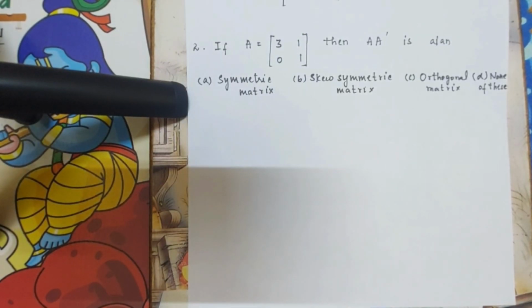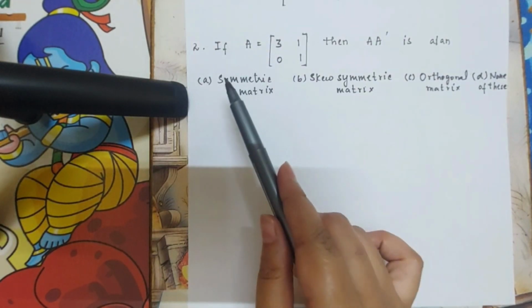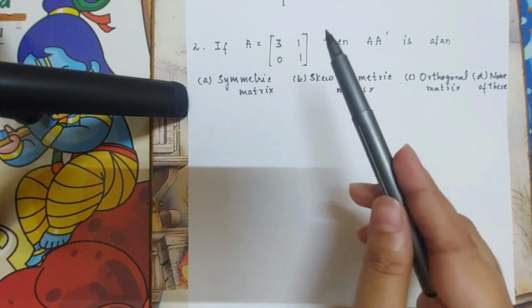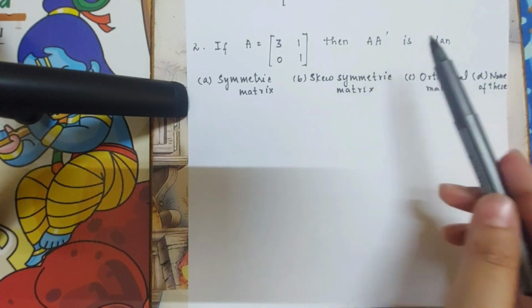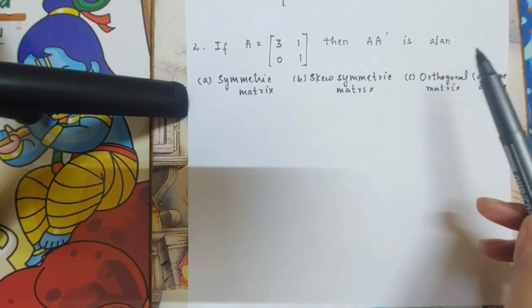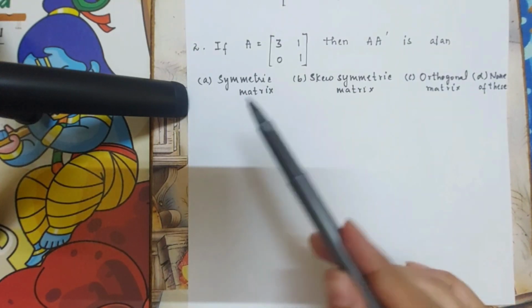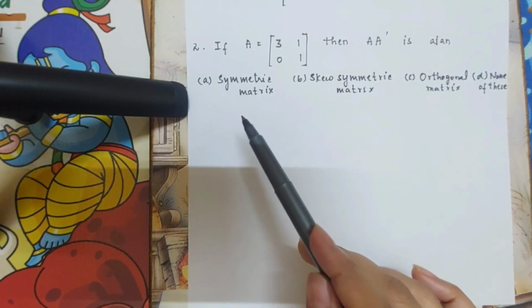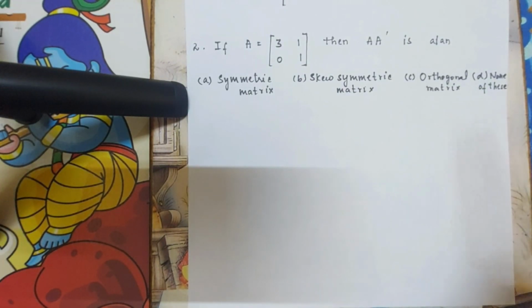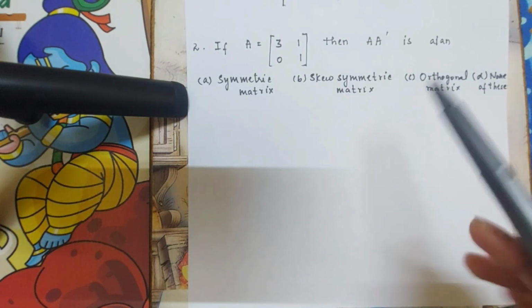Now let us move on to the second question. Now in the second question it is given that A is equal to [3, 1; 0, 1], then A dash is, we are supposed to find what kind of matrix A dash is. So here the options given are symmetric, skew symmetric, orthogonal or none of these. So first we will be finding the value of A dash and then see what kind of matrix it is.